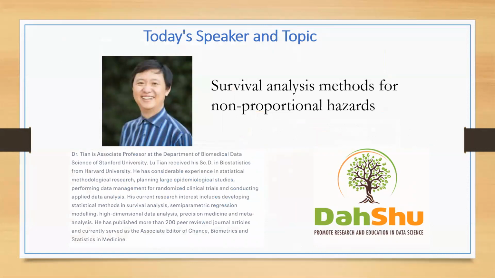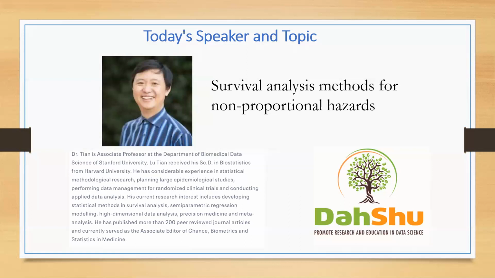Here, I will also give an introduction about Dr. Tian. Dr. Tian is an associate professor at the Department of Biomedical Data Science at Stanford University. Dr. Tian got his bachelor and master degrees in mathematics from Nankai University. Then he received his Doctor of Science in biostatistics from Harvard University. He has considerable experience in statistical methodological research, planning large epidemiological studies, performing data management for randomized clinical trials, and also conducting applied data analysis. His current research interests include developing statistical methods in survival analysis, and also semi-parametric regression modeling, high-dimensional data analysis, precision medicine, and meta-analysis.